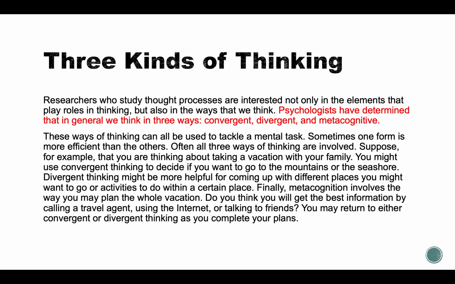Alrighty, three kinds of thinking. Researchers who study thought process are interested not only in the elements that play roles in thinking, but also in the ways we think. Psychologists have determined that, in general, we think in three ways: convergent, divergent, and metacognitive. Ooh, that's a big word.